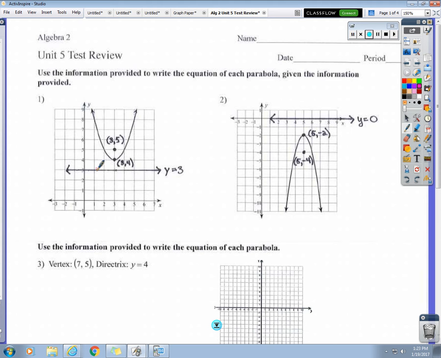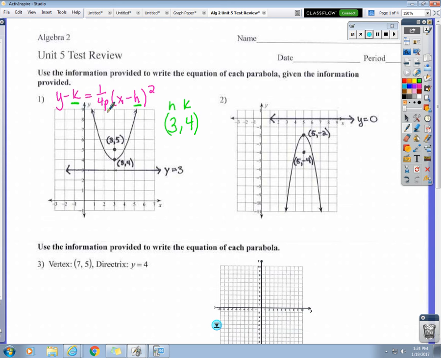Horizontal. So doesn't that mean that we use the formula y minus k equals 1 over 4p times (x minus h) squared? Anytime you're dealing with a parabola with a horizontal directrix, you use the one that starts with y minus k. Now, to fill in that equation, you need a k and an h, which is your vertex, so we know that is (3, 4). There's your h and your k.